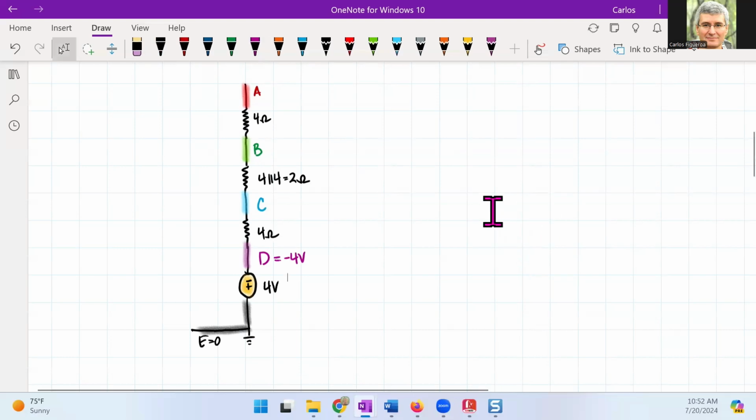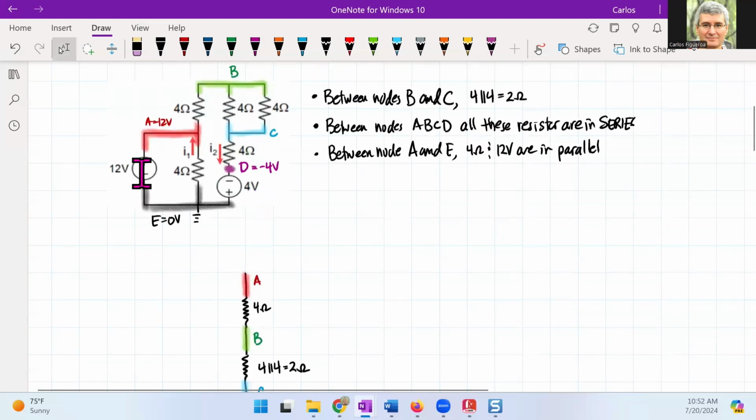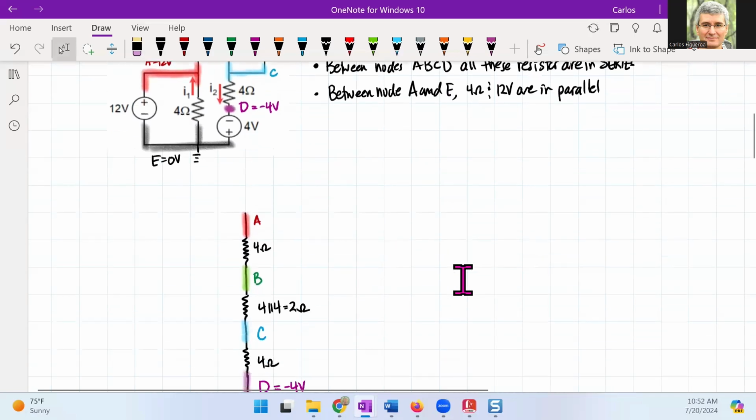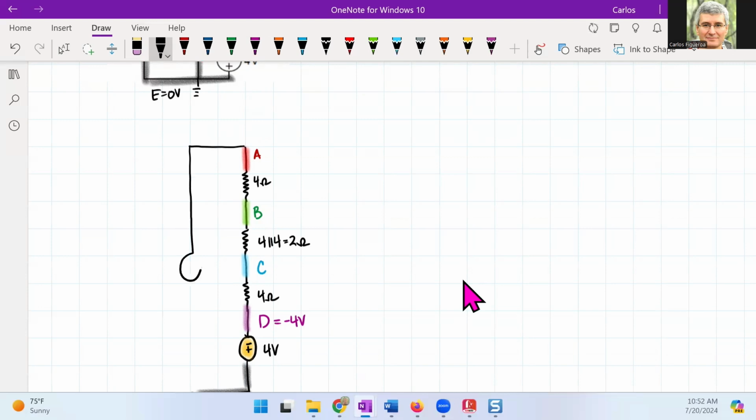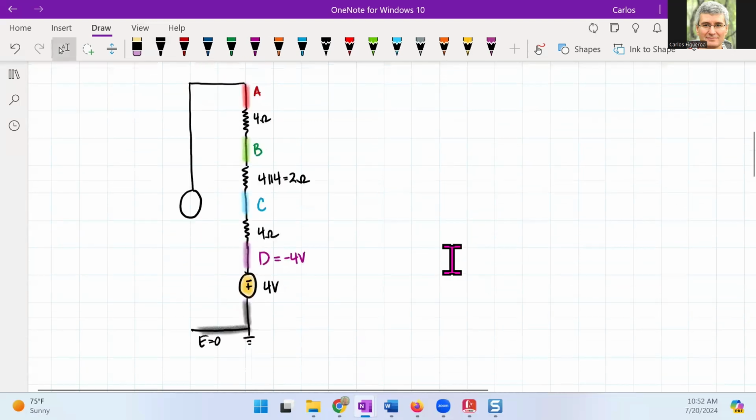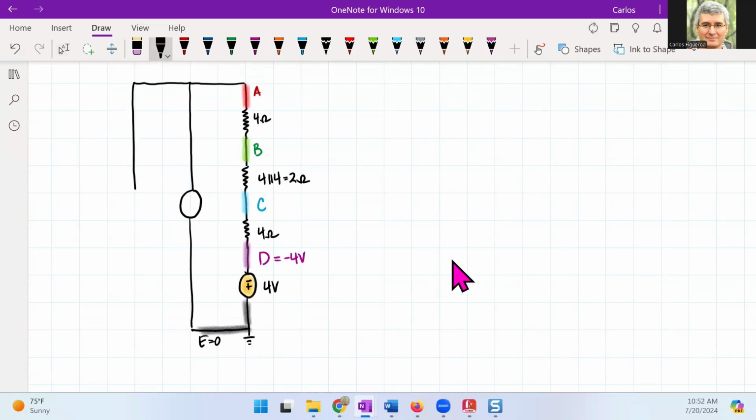Now I can include the 12 and the 4, but I'm going to switch the 12 and the 4. And so now if I come back, I'm going to come all the way here. I'm going to go down. That's probably about the middle. And then this guy's coming all the way back down. Then I have my other resistor right here.